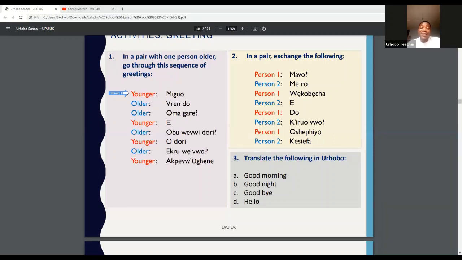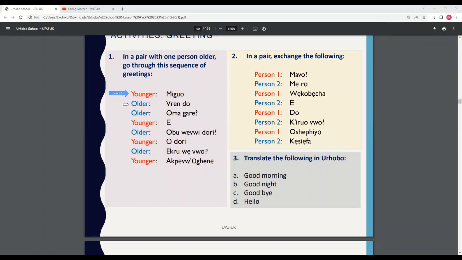Fantastic. We need two more hands to go, because the more you practice it, the better it becomes for you. Yes, Isio Orogun and Stella Udu. Isio, you are the younger person. Stella Udu, you are the older person in this role play. So let's go.